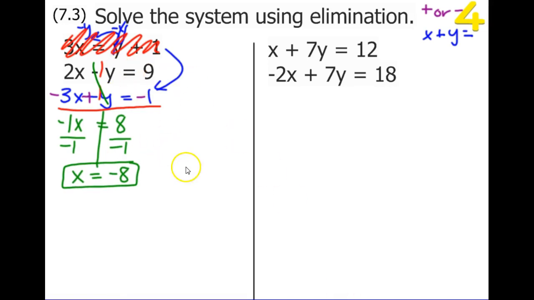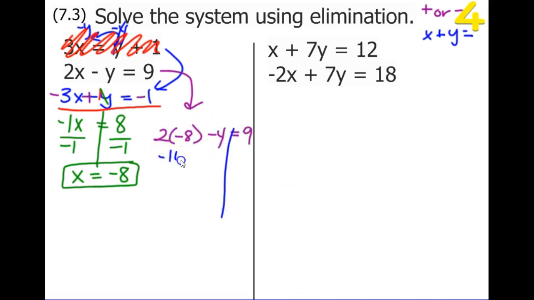And then we need to plug it back in to find y. I'm going to use this top equation, or it's really the bottom one, but we rewrote the other one. I'm going to write 2x, and x is negative 8, minus y equals 9. So this is 8 times 2 is 16, so negative 16 minus y equal to 9. So we want y by itself, so I'm going to get rid of that 16 by adding 16.